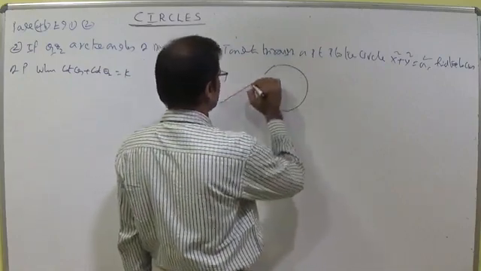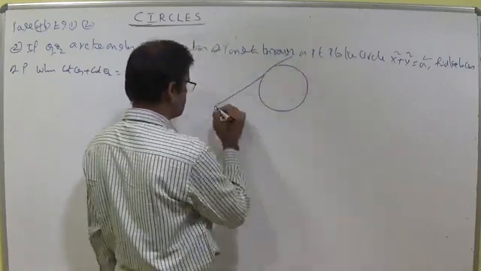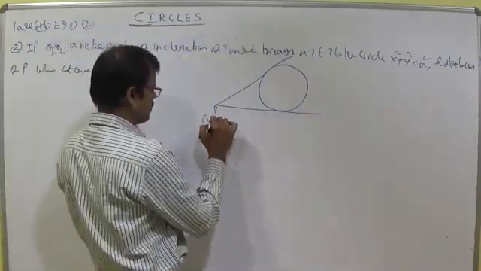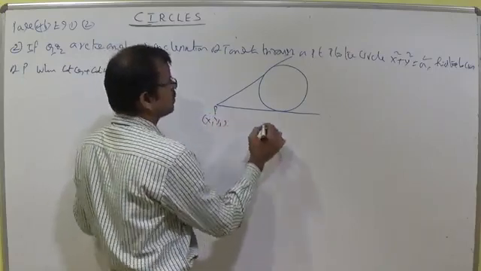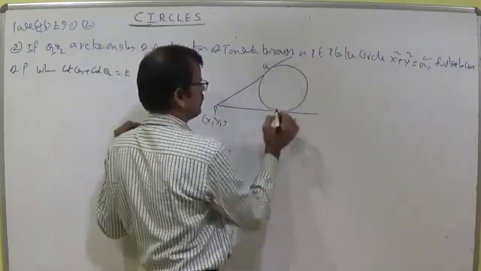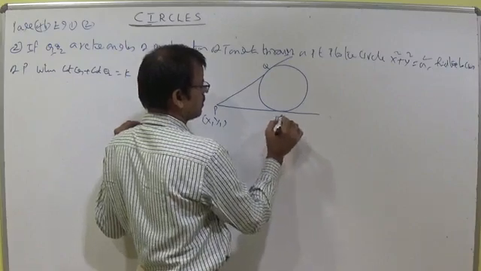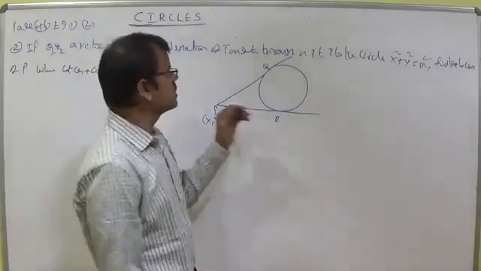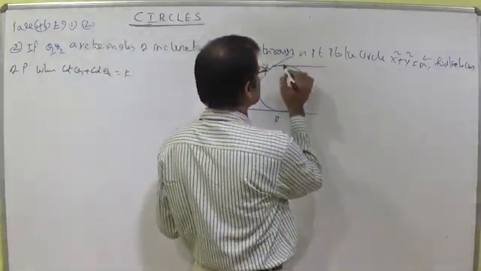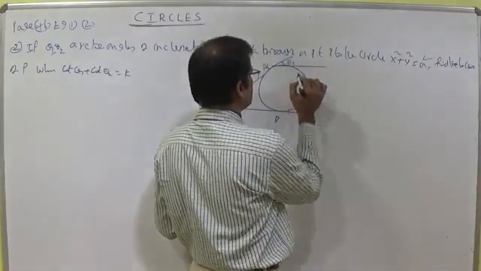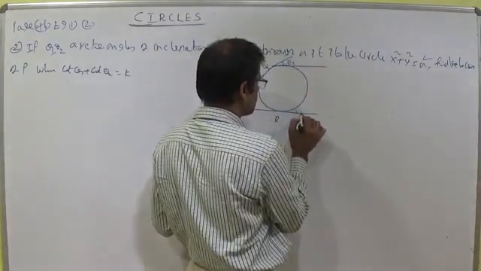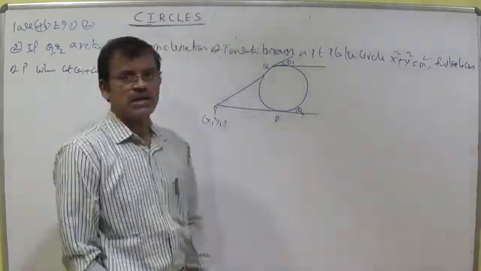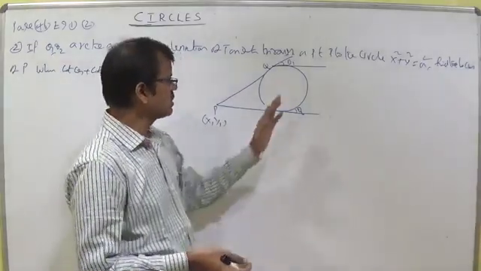For example, P, this is a tangent. P is an external point x1 comma y1. If it is Q and if it is R. So he is discussing with us the inclination. Inclination means it is the angle with the positive direction of the x-axis. Theta 1 and theta 2, the inclination with the positive direction of the x-axis.